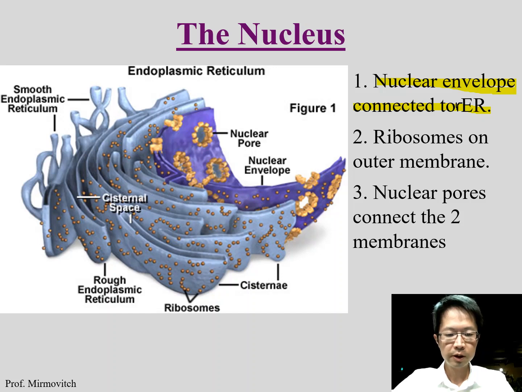So we call it rough endoplasmic reticulum because it has ribosomes on the surface, and when we look at it under the microscope, it looks rough. And then we have something called smooth ER. As the name suggests, the surface looks smooth. Why? Because on the surface of smooth ER, we do not find ribosomes. That's why they look smooth under the microscope. You also have ribosomes on the nuclear envelope as well.